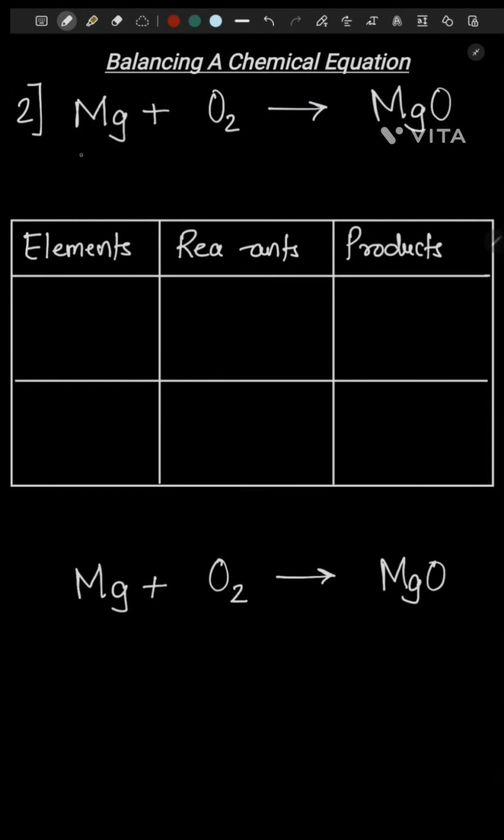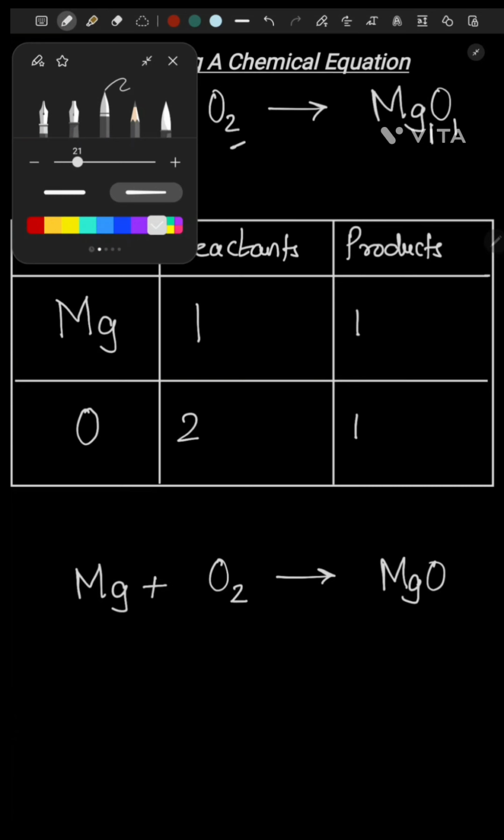So we have the next one over here as Mg, that is magnesium plus oxygen gives magnesium oxide. So we are already aware of the things, so directly we are going to put this into a table which all elements are involved. So the element first is magnesium and the second one is oxygen. The number of magnesium atom, there is no number, means 1, so I'm going to write on the reactant side it is 1, and on the product side also there is nothing, means 1. Same way oxygen on the left hand side it is 2, and oxygen on the right hand side there is no number, means it is 1.